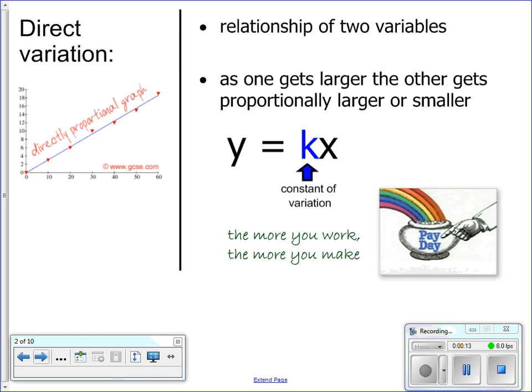Direct variation just means there's a relationship between two variables. As one gets larger, the other gets proportionately larger or smaller. The equation reads y equals kx, and k is your constant of variation.